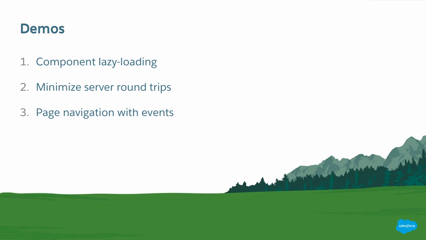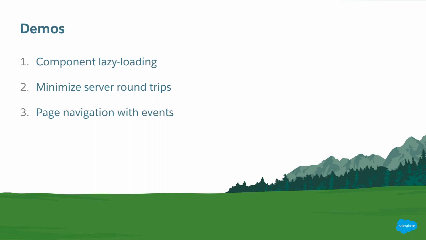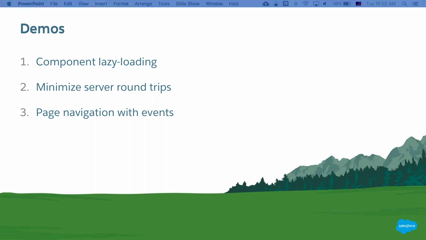Like we mentioned, communities are single-page apps in Lightning. So page navigation is something that we have optimized when you navigate based on our events instead of reloading the whole page. So we're going to show you how to do that. OK, so let's switch to our demo.